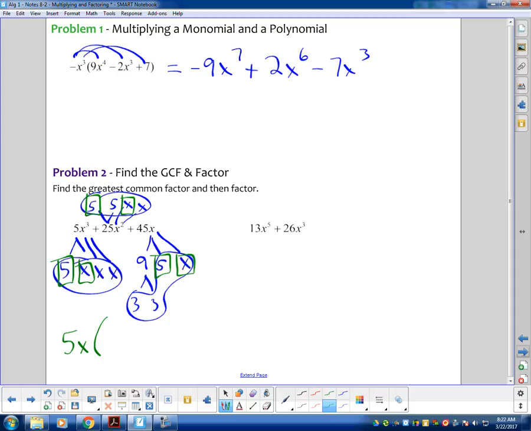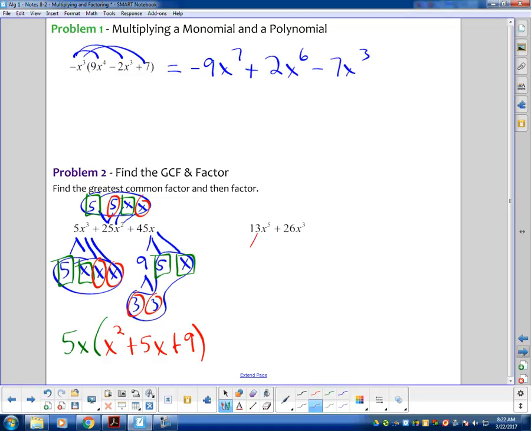Make your parentheses. What's left over in the first term are these 2 x's, so we have an x squared left over. In the middle term is 5 times x, that's 5x. And then in the last term, 3 times 3, which is 9. And so that is a factored form for that polynomial.